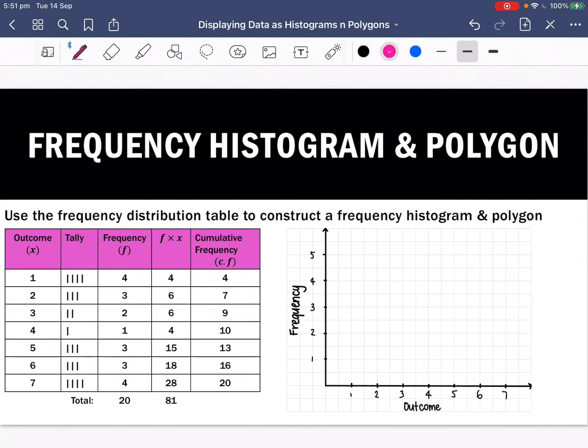So I'm going to draw my frequency histogram exactly the same as how I did it in my previous one. Outcome 1 had a frequency of 4, then we had a frequency of 3. Really important that we're using our rulers here to make sure we get nice straight lines and columns for our graph.